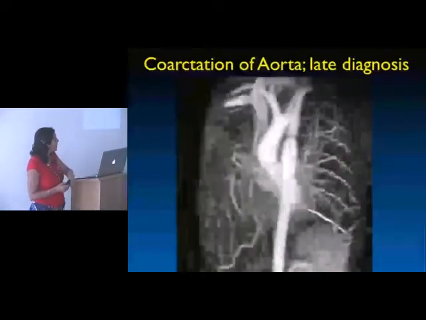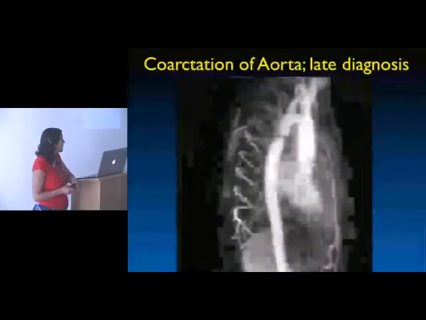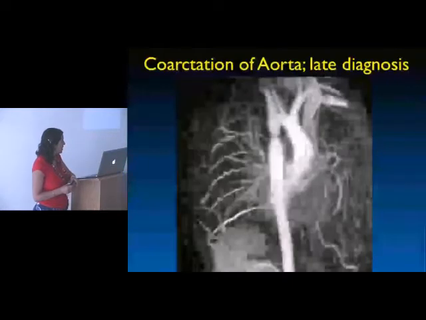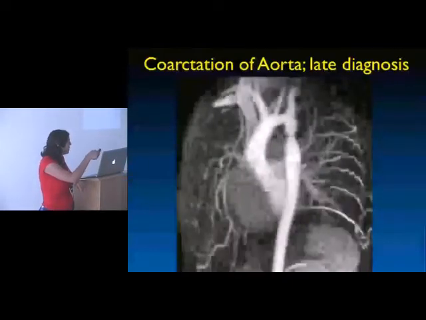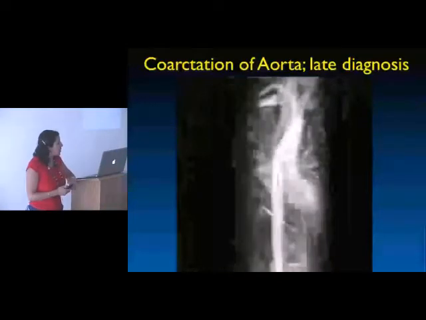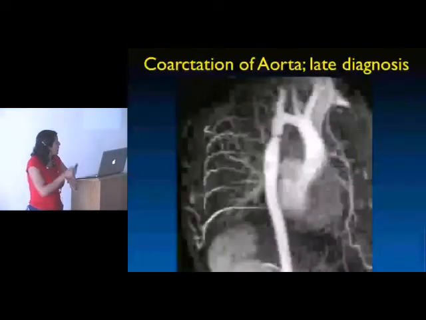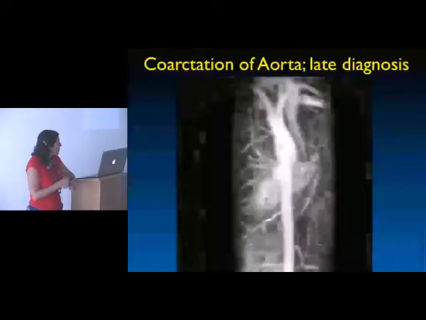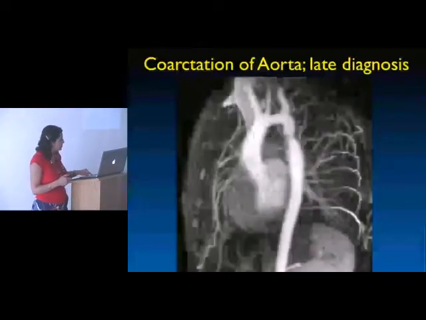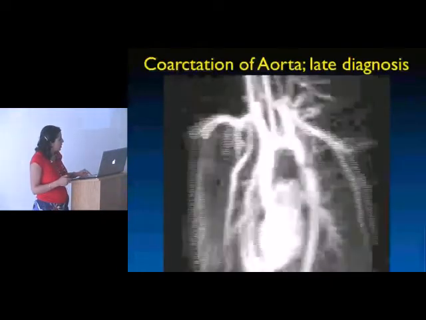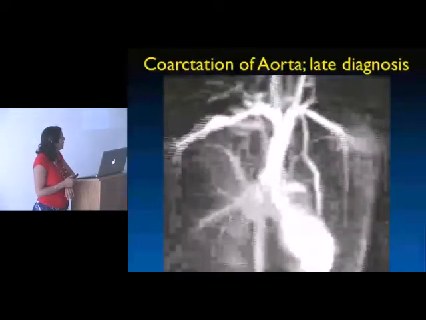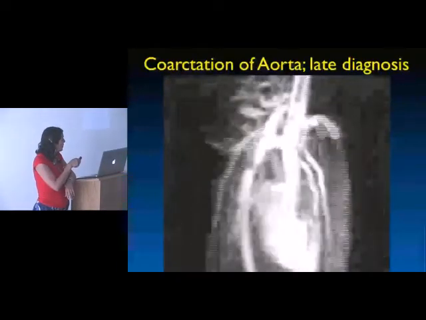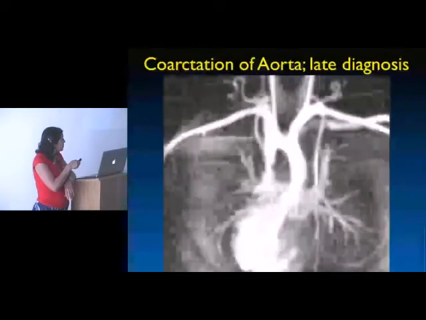So here's another example of coarctation of the aorta with late diagnosis. You can see the tortuous vessels that come about that can cause rib notching on chest x-ray that we've learned, and the severity of the coarctation. Here's another example. And again, you can see how this one actually was a late diagnosis.